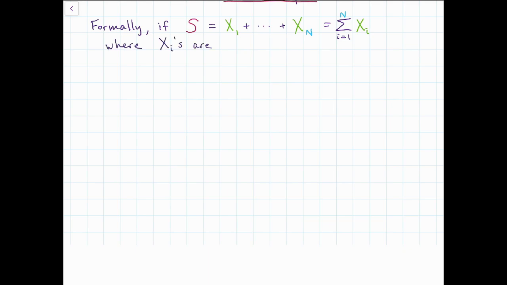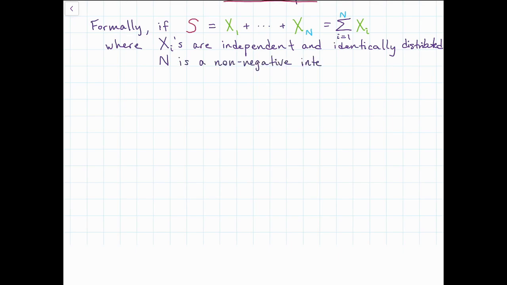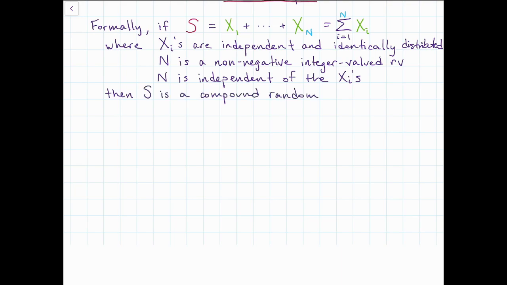The Xi's are going to be independent and identically distributed. N is an integer valued and non-negative random variable, and N is going to be independent of those Xi's. If we have all of that, then we say that S is a compound random variable. So essentially, it's a random sum of random variables.